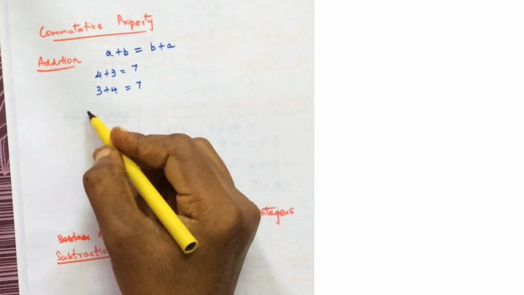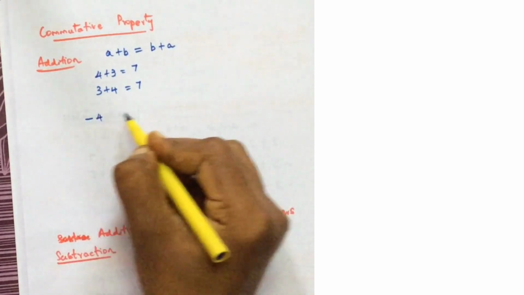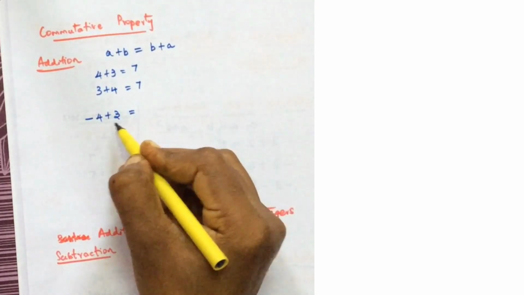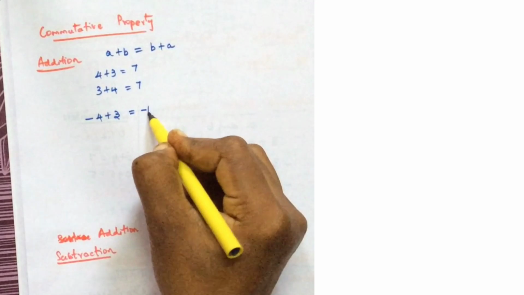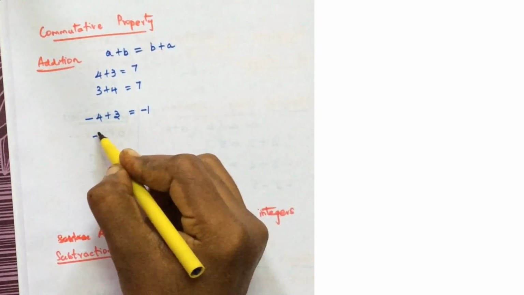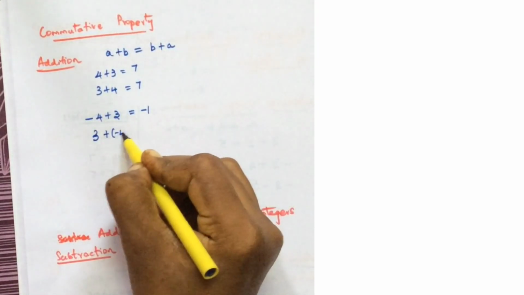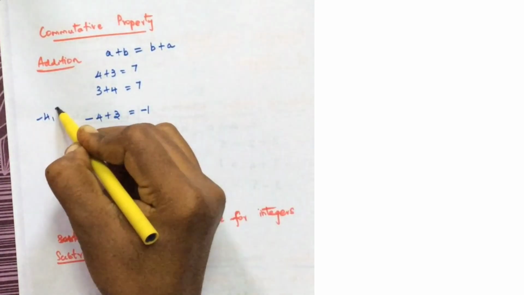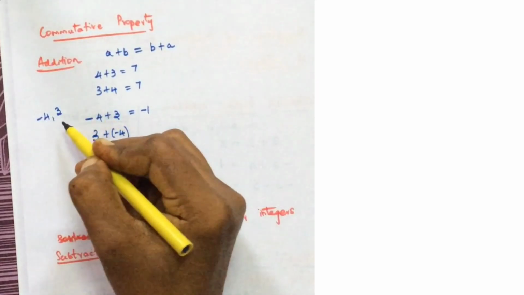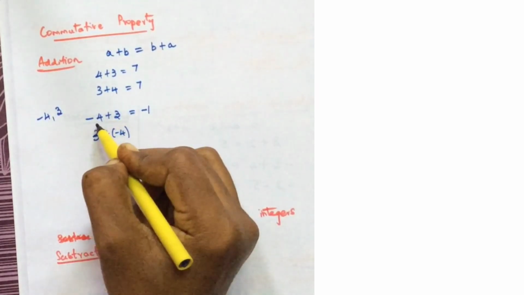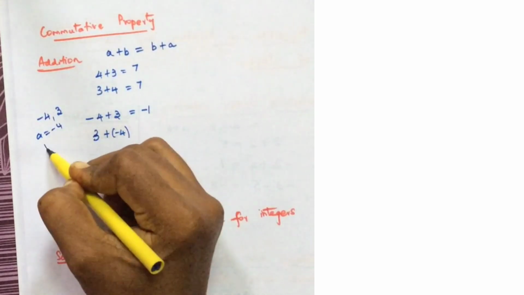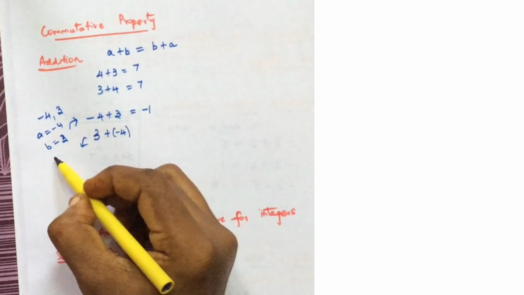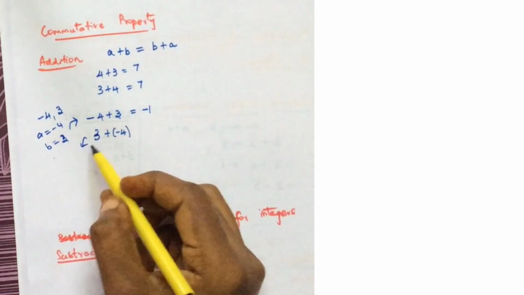We will take some negative numbers and check. Minus 4 plus 3. Minus 4 is an integer and 3 is an integer. Minus 4 plus 3 is minus 1. Similarly, 3 plus minus 4. You are taking two integers, one is minus 4, another one is 3, and you are adding them. In the first case, a equals minus 4, b equals 3. And for the second case, you are just interchanging the order, b plus a.